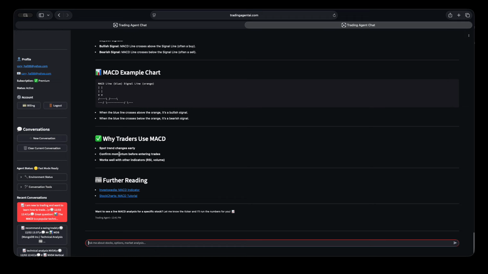And so that's what MACD is. And then traders use it to spot trends early, confirm momentum before entering a trade, and it works well with other indicators like RSI and volume.